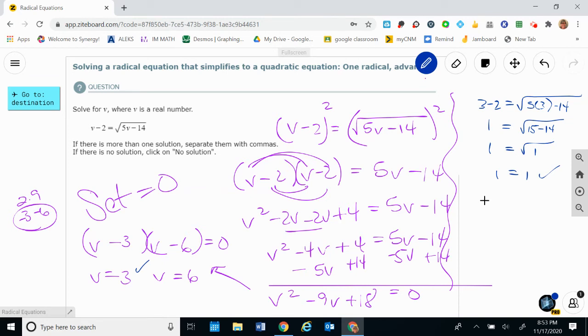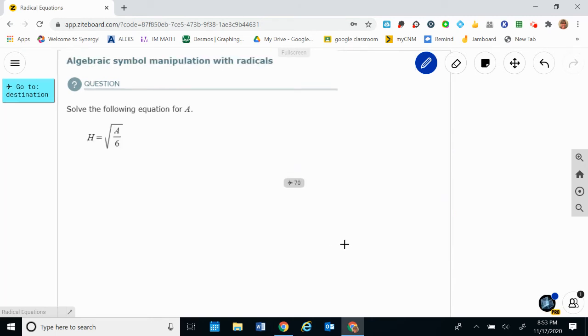Let's check 6. 6 minus 2, is that equal to the square root of 5 times 6 minus 14? That's 4. 5 times 6 is 30 minus 14, which is 16. Square root of 16, is that equal to 4? Indeed it is. All right, so both work. Good. Moving on.